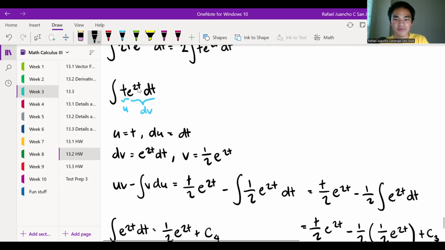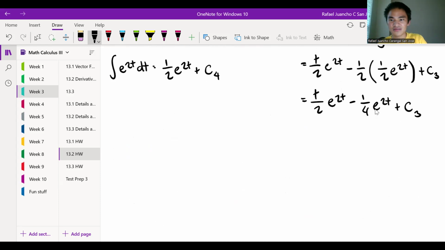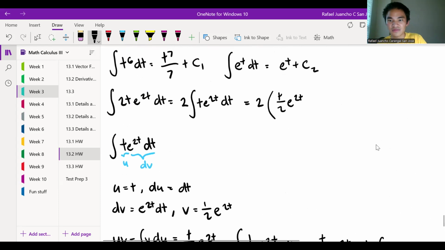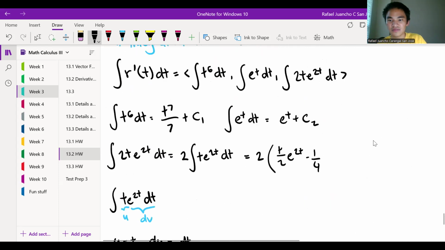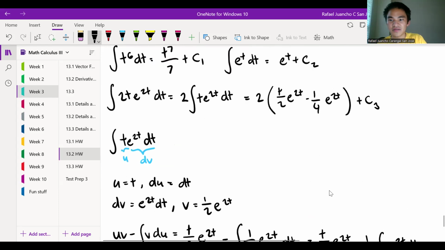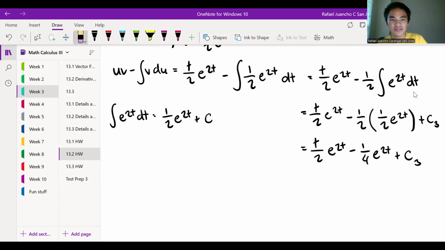So there, we were able to get this thing. And now we multiply that by 2. So we have 2 of that thing, 2 of this. So t over 2 e to the 2t minus 1/4, then I get another e to the 2t, and then plus c3. So I can just put that somewhere here. Oh, I have a c3 here, I have another c3 here. Maybe, I mean, it doesn't really matter. I can say this is c4.